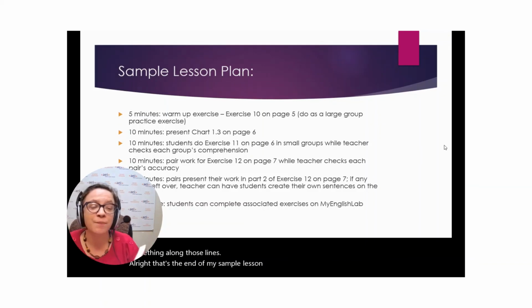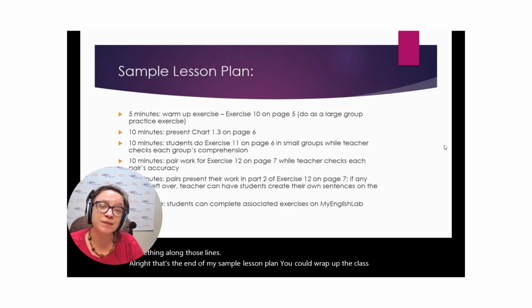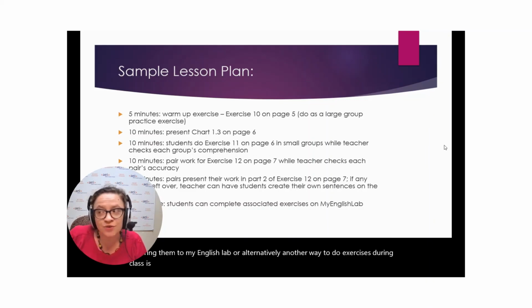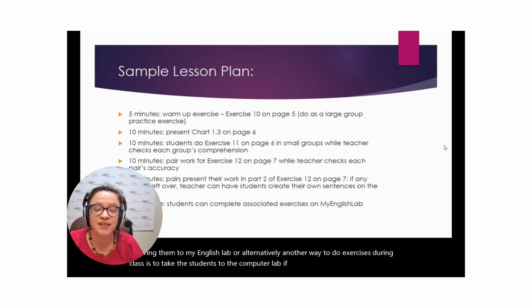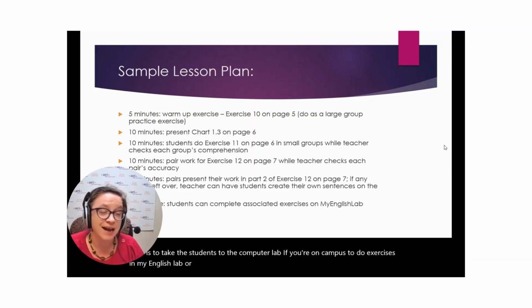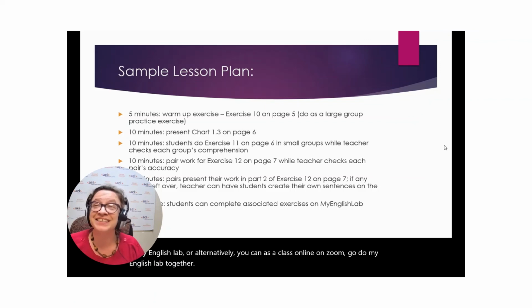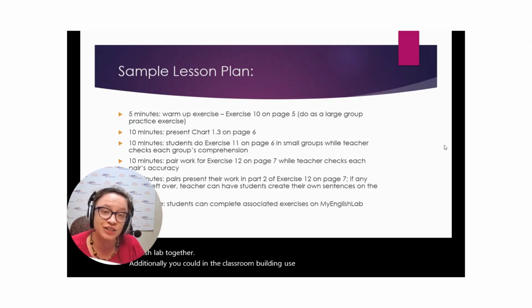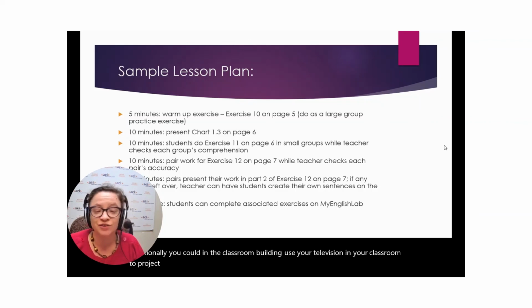You could wrap up the class by referring them to My English Lab, or alternatively, another way to do exercises during class is to take the students to the computer lab, if you're on campus, to do exercises in My English Lab. Or alternatively, as a class online on Zoom, you can actually do My English Lab together. Additionally, in the classroom building, you could use your television in your classroom to project those exercises from My English Lab on screen. So these are all options.